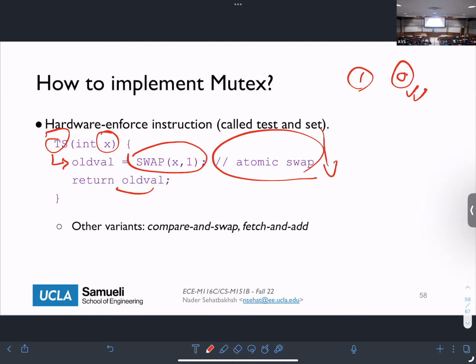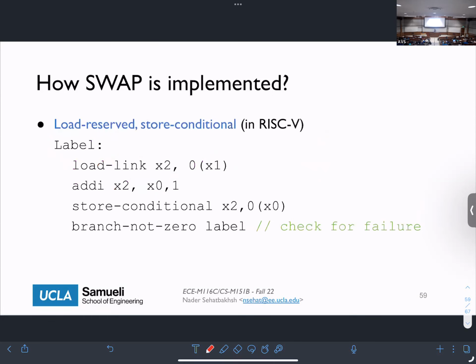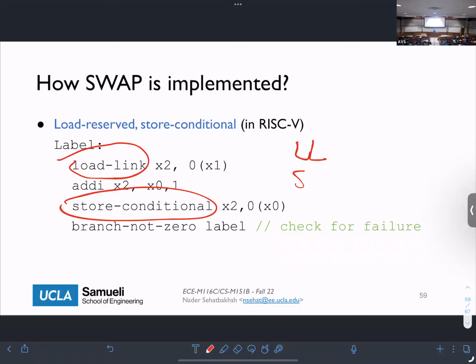So this is what we call test and set. How do we implement test and set? The test and set needs hardware support, okay? Because we need to do atomic swap. How do we do atomic swap? We do atomic swap with two instructions called load link and store conditional, or LL and SC, okay?